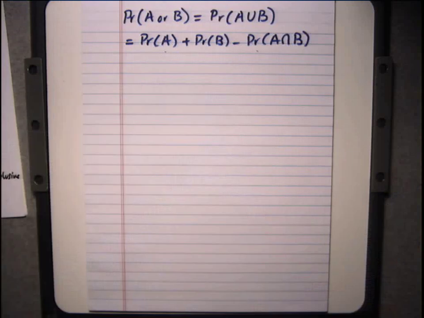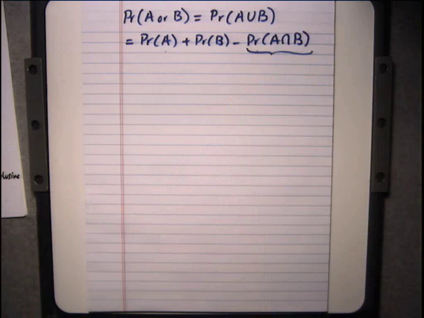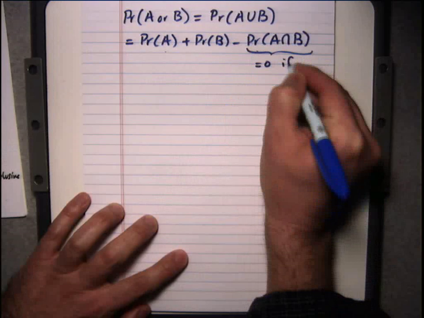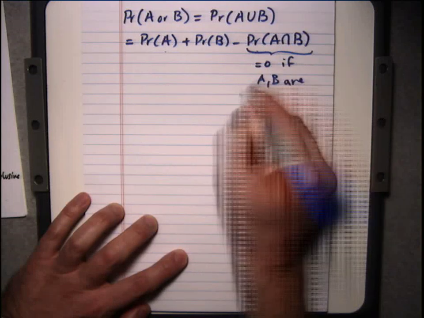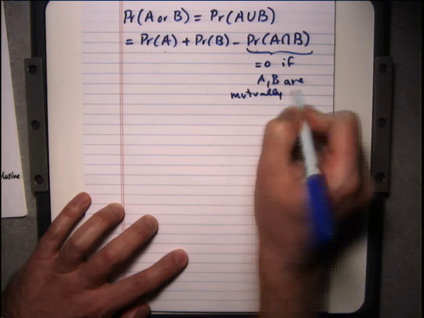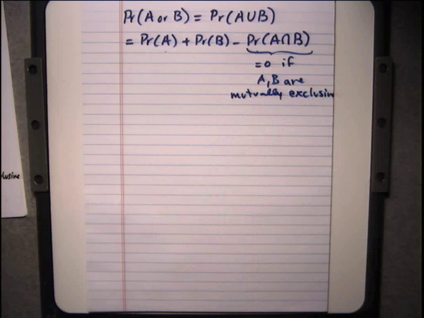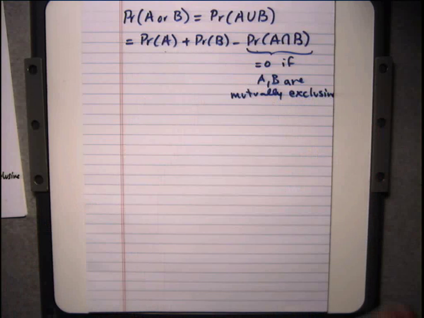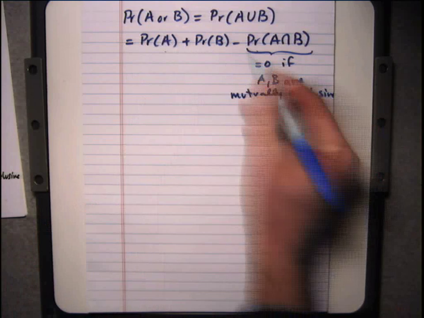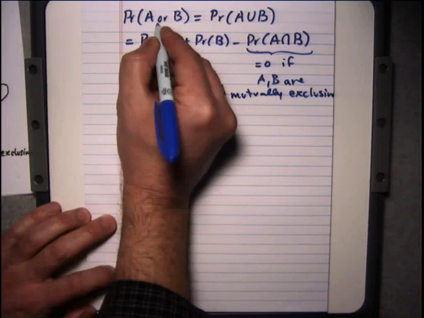And furthermore, this term here, A intersect B, would be 0 if A and B are mutually exclusive. In other words, if A and B have nothing to do with each other, then the probability of A or B is simply the sum of the probabilities of A and B. There's no intersection, there's nothing to subtract. All right, so this was for OR.